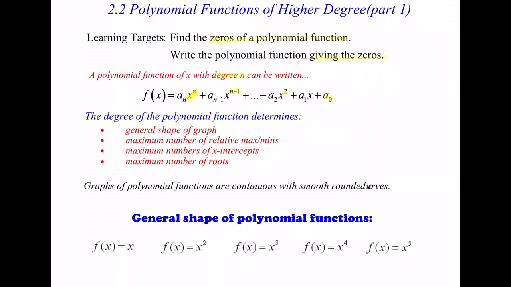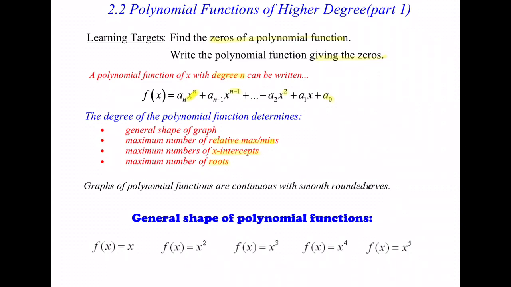So the degree of the polynomial function determines a couple of things. The degree is the highest exponent of the polynomial. That'll give you the general shape of the graph, which we'll talk about in a second. It'll give you the maximum number of relative max and mins, and I'll show you that as well. It'll give you the maximum number of x-intercepts that you can have, and then it'll give you the maximum number of roots, which is what we're going to be doing a lot of in terms of solving.